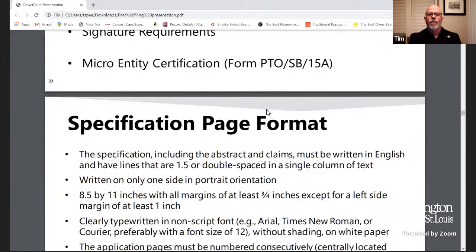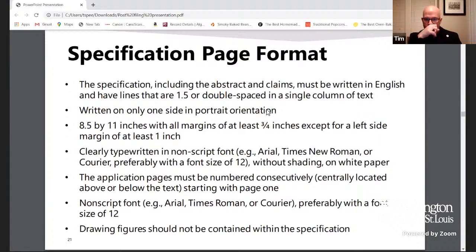fees before the office. So the format for the spec, and again, I don't want to spend a lot of time getting into all the details. There are a lot more slides, and I do want to encourage anyone to ask questions, but it needs to be 1.5 or double spaced. It's just a single column. Most applications these days are submitted electronically. We have something called the electronic filing system, so you will format all this stuff that way.